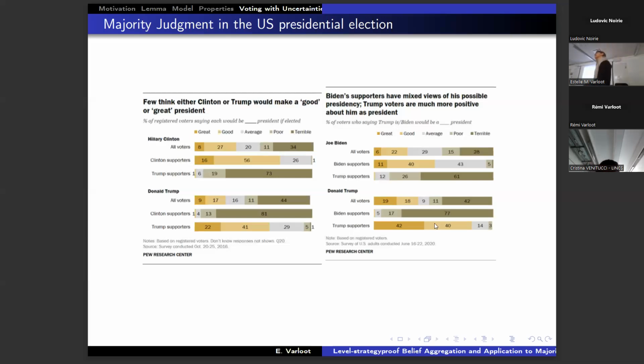Just, can you tell me the difference between the two? I don't understand. This one is not the same election. This one was Clinton, this one was Biden. Okay. But it's exactly the same poll, just the same type of poll.